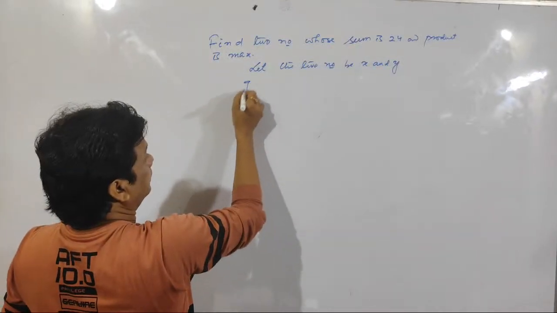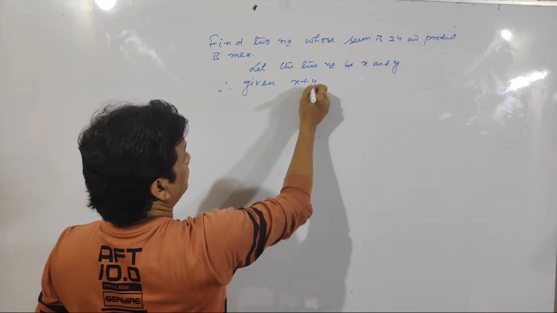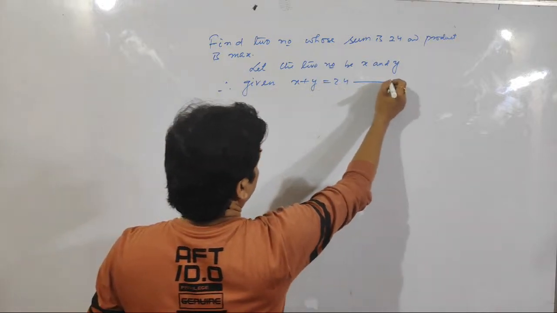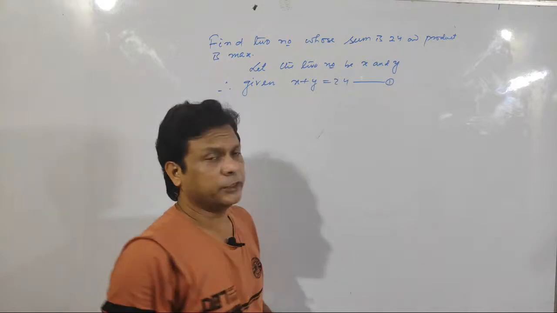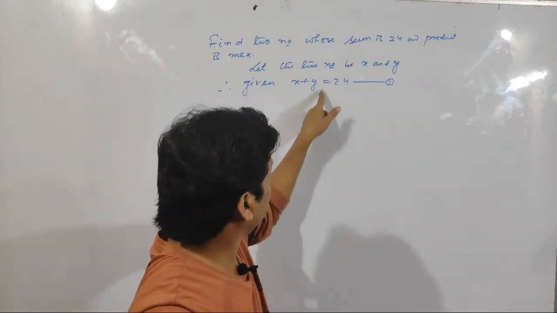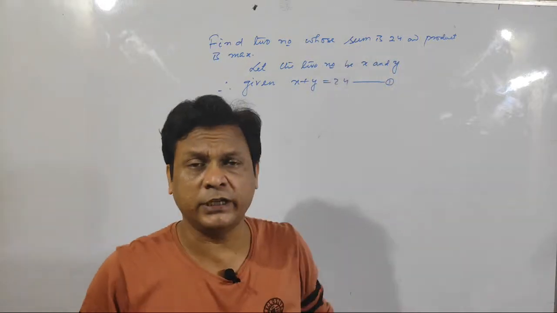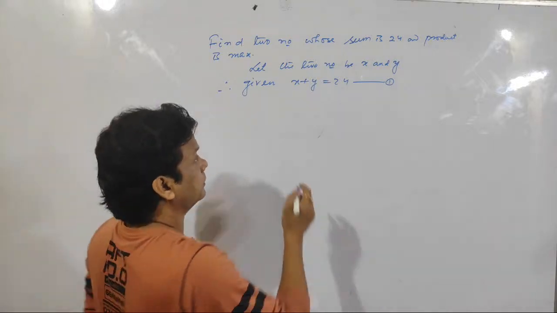So, what is given? x plus y is equal to 24. And this one is very, very important. If you get the given condition, then you can do anything. But this condition is very, very important. How to find out the given condition? In this question, it is clearly given. The sum is 24. Clear?